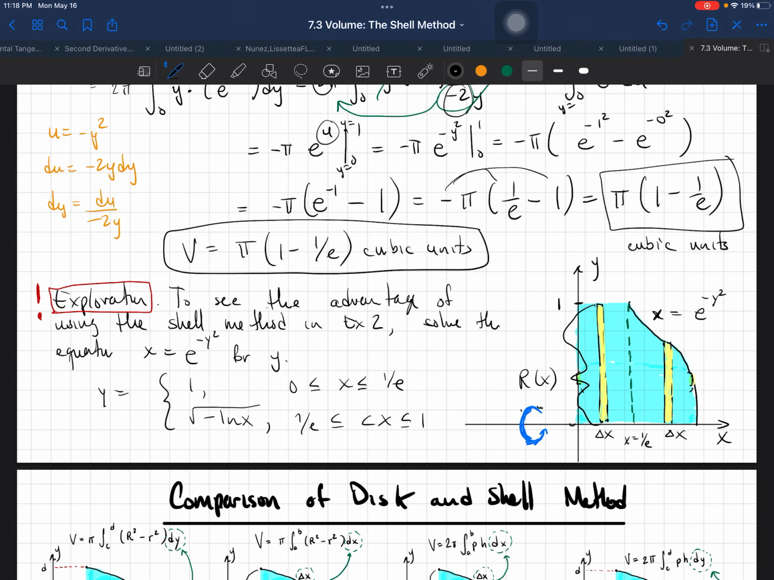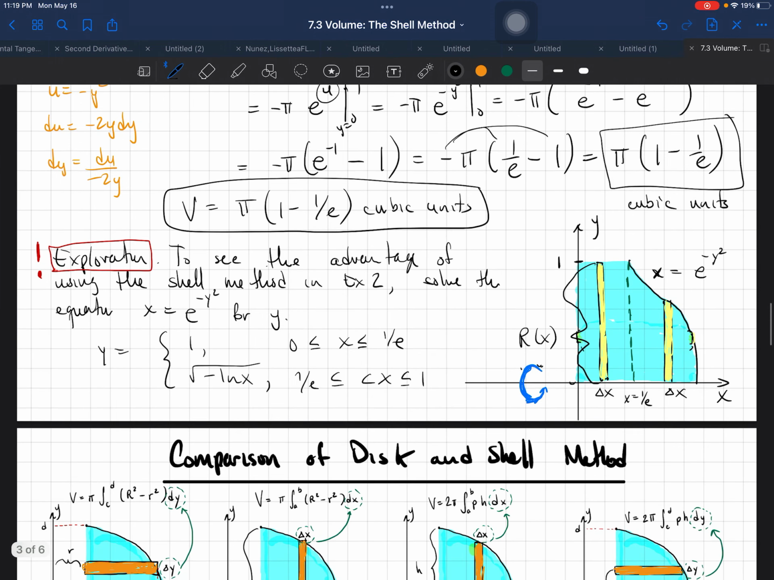Very nice. So let's move on to the next problem. Well, the next topic is for us to start discussing what is the benefit between using the shell versus the disk method? Can we use either one? And the answer is yes. But it depends on the problem. It depends on the problem which one is easier to do, right? And of course, we want to always use the most practical one.